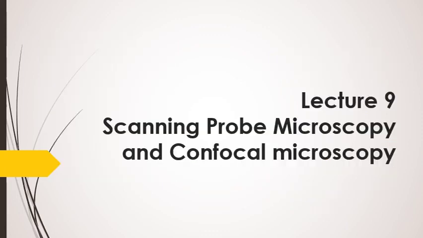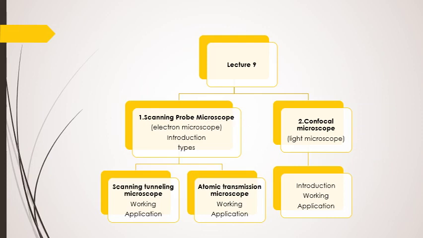So this is our lecture number 9. In this we discuss the scanning probe microscopy and confocal microscopy. Actually, scanning probe microscopy is the advanced form of electron microscopy that is further classified into two forms that we discuss later in this lecture. So here we have scanning probe microscopy, advanced form of electron microscopy. The other one is the confocal microscope, that is also a form of light microscope.